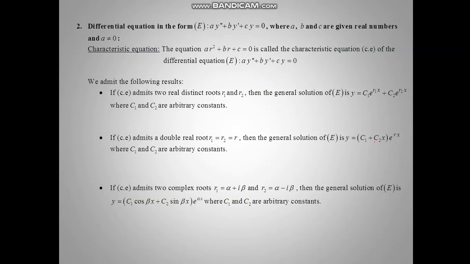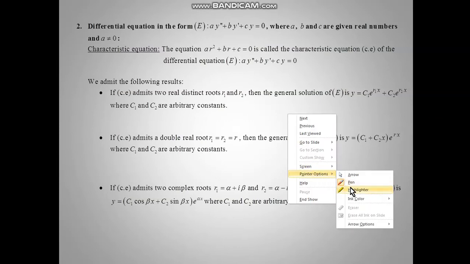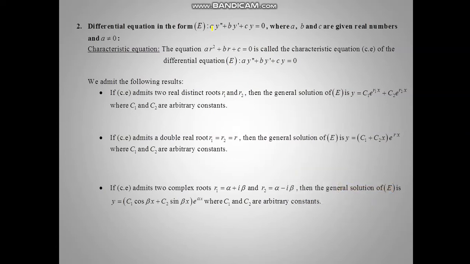And now let me take another differential equation, the linear form of the differential equation: a y double prime plus b y prime plus c y equals 0, where a is not 0. To solve this differential equation, usually we write the characteristic equation. The characteristic equation is an equation of second degree where the variable is r. We use the coefficients of the differential equation to write it.